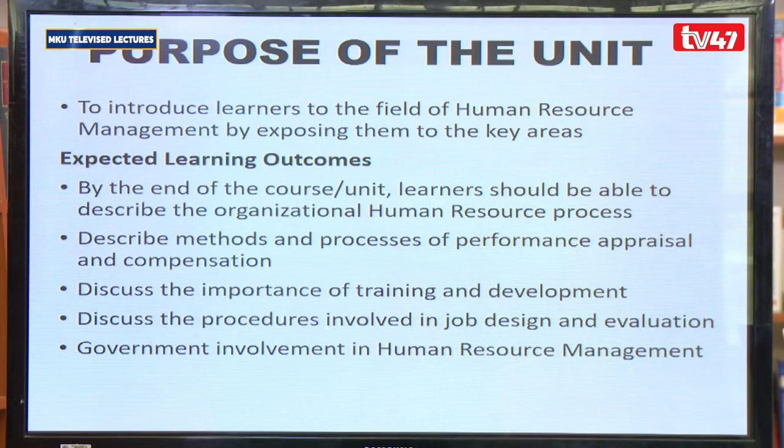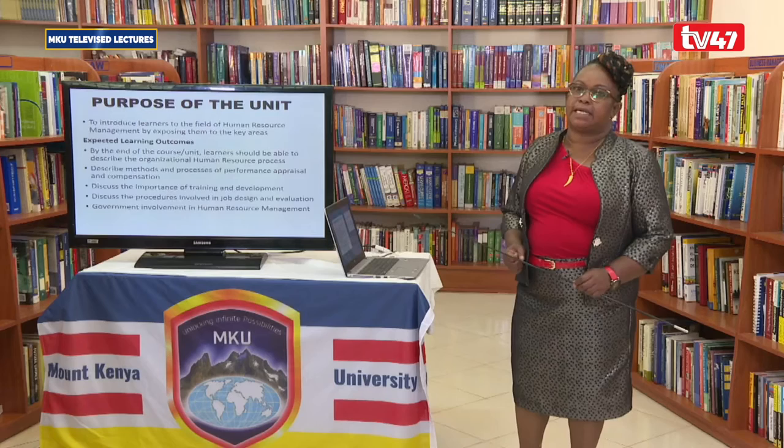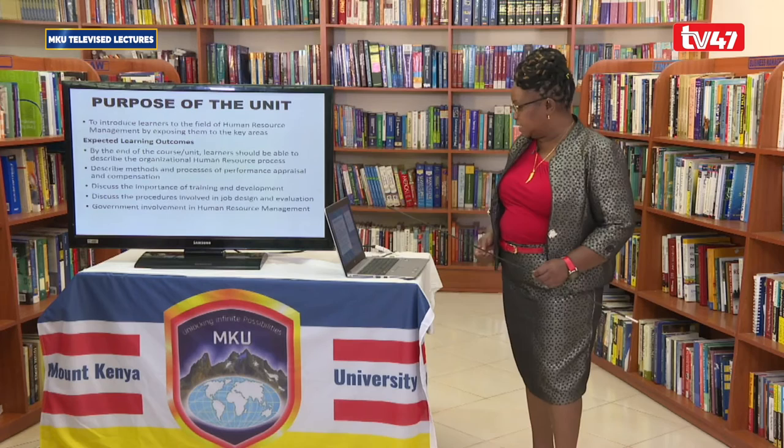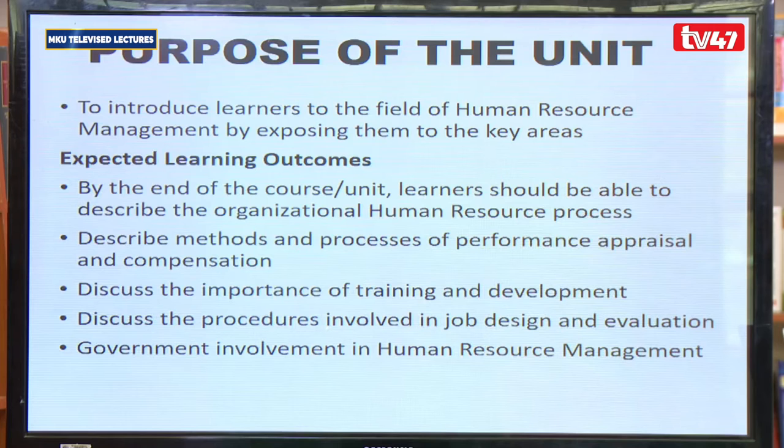The next outcome will be to discuss the procedures involved in job design and evaluation. So you're going to know what a job design is. How can we evaluate a job design to know whether it is working for our organization or not? Is it helping us to achieve our targets, our objectives for the organization? And if not, then we revise them. And also we are going to look at government involvement in human resource management. How does the government come in, especially when we talk about industrial and employee relations?